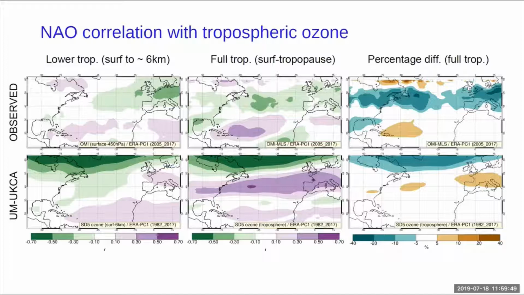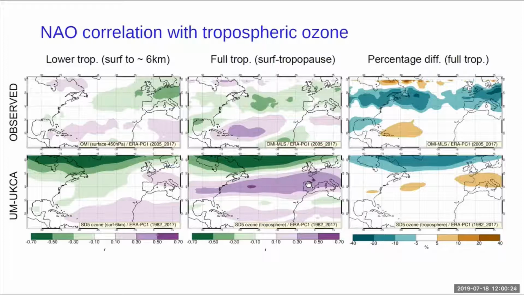So what happens in the model? Well, as you can see, the model does not look anywhere near like what the observations show. The signal in Europe is the opposite, and so is the magnitude. So there are differences between the model and the observations, and we looked at some of the possible causes, and we still need to look at some.